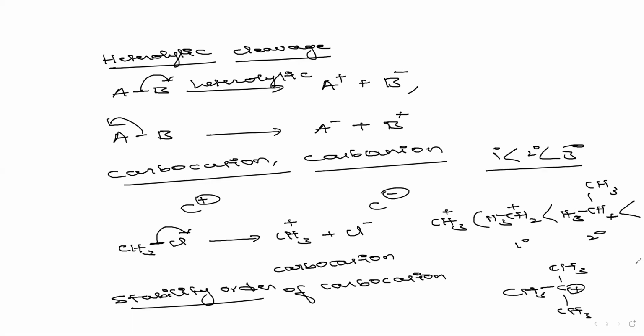So the reason is positive inductive effect. What does positive inductive effect mean? The CH3 gives out electrons to the carbocation. These alkyl groups give out electrons to this carbocation. So that's why it is positive inductive effect and more stable.